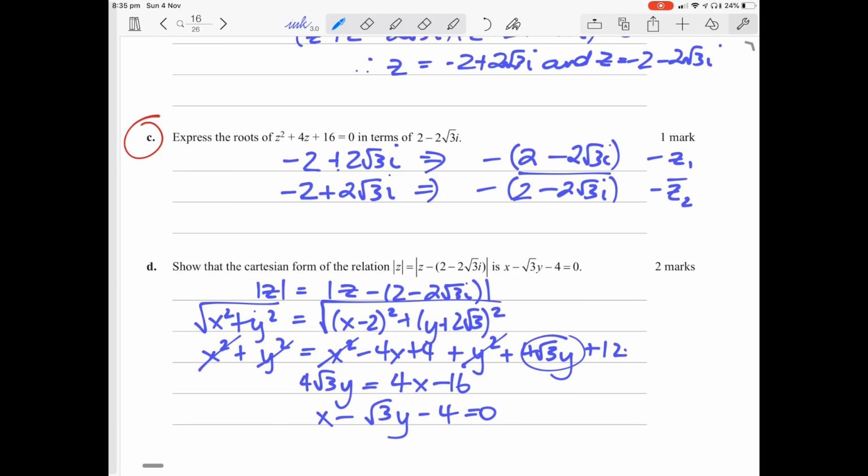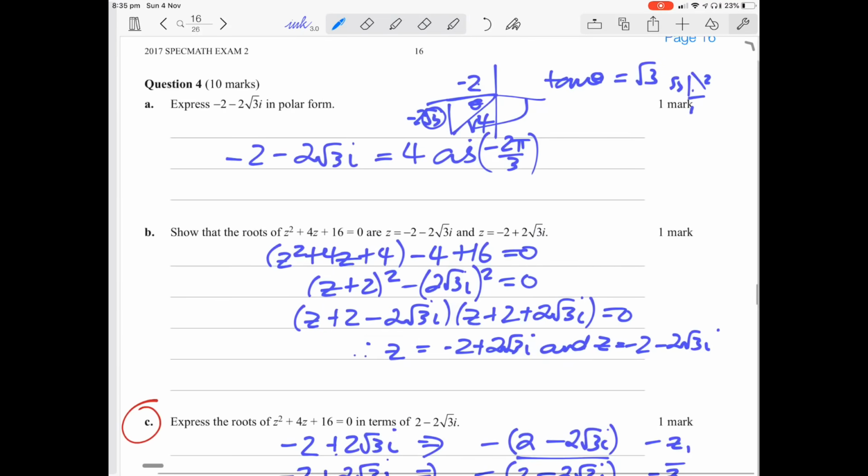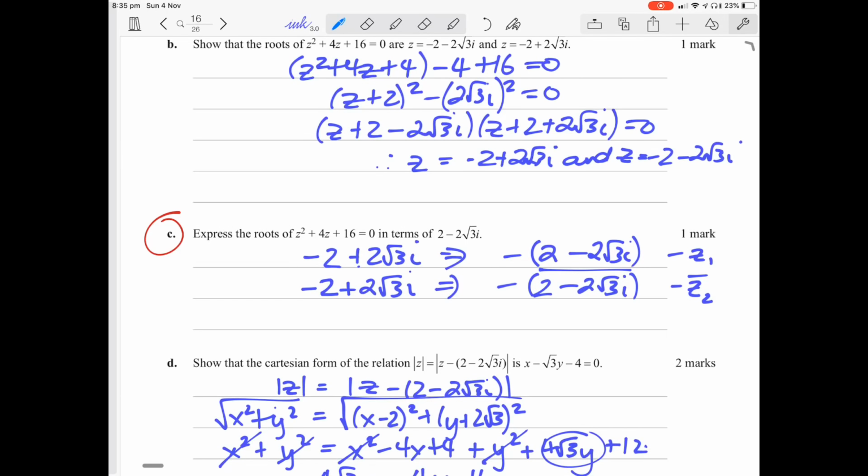Express the roots of this thing. So this has got to have something to do with it, because express the roots of that is just random. So I got negative, one of them is... what is the significance of that? So if I said that A is 2 minus 2 root 3i, then this is going to be negative A, and this is going to be negative A bar.